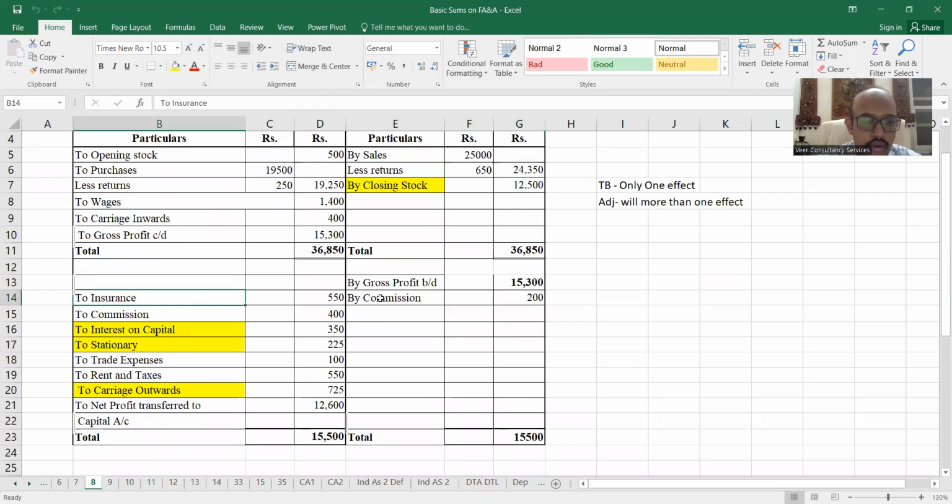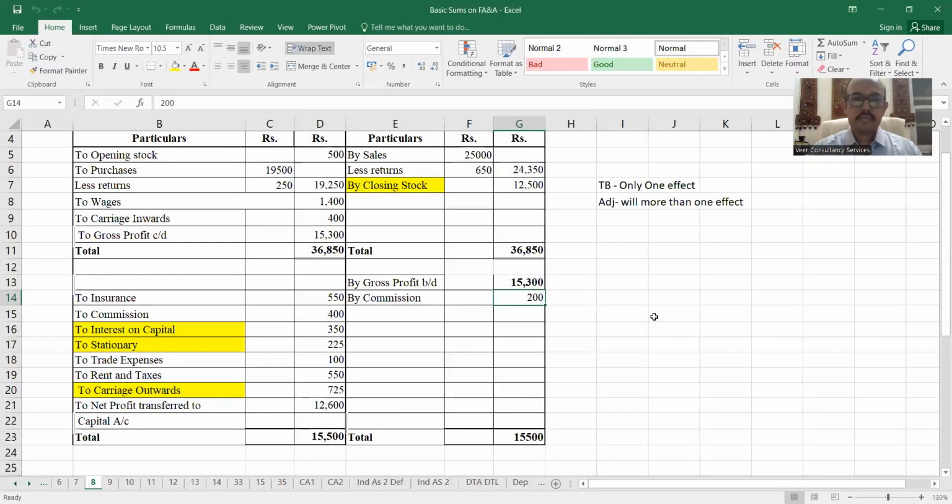Then we also have insurance, commission, interest on capital, stationery, trade expense, rent. What are these? These are all the expenses given to us in the trial balance, which we have debited on the debit side of the profit and loss account. We also had a commission, a credit of that has gone. This is showing our income, right? They had written in the sum that it is commission credit. So if you see, it is over here, commission credit.